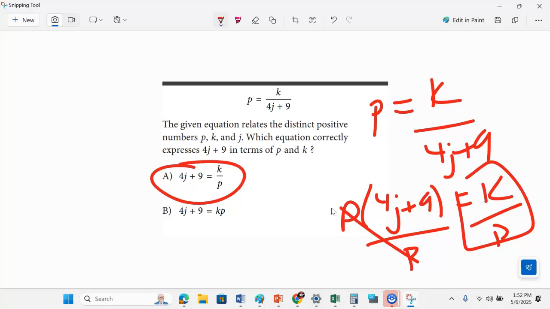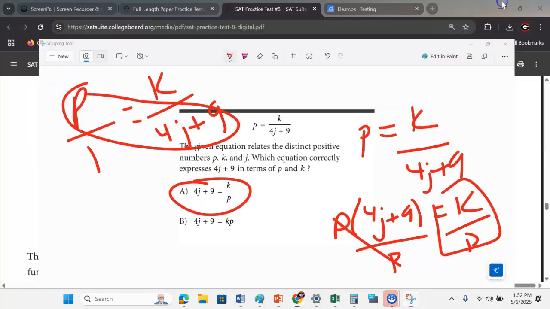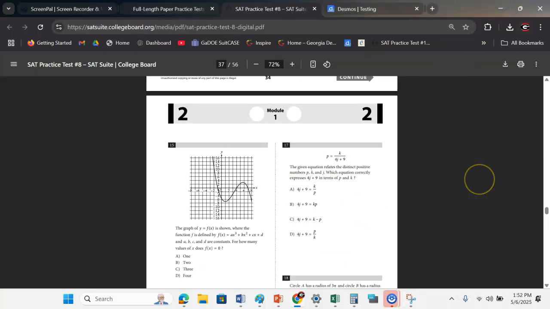I cut it so you can't see C or D. Another nice trick here with proportions, you can force this to be a proportion, is you can swap opposite corners and you still have the same value. So if I were to swap those two, you'd have 4j plus 9 equals k over p that way. But either way, it's A for that one. Okay, what number are we on?